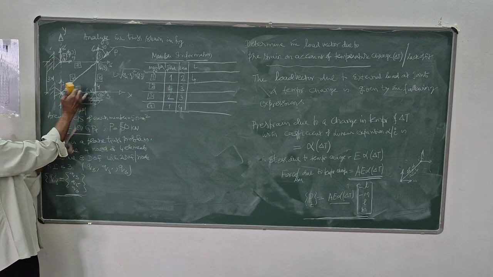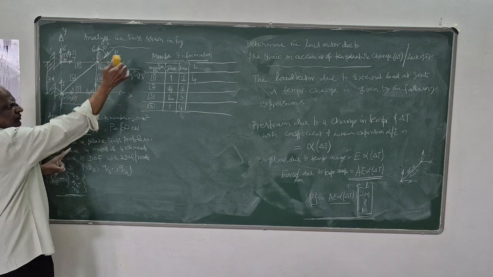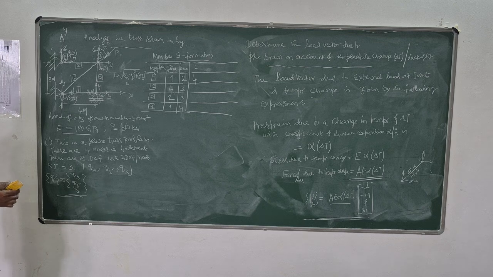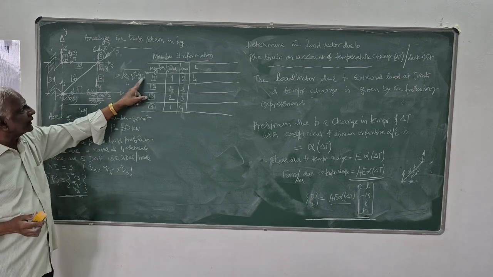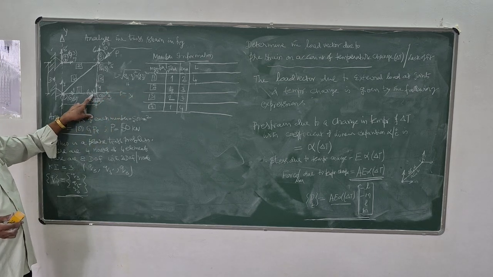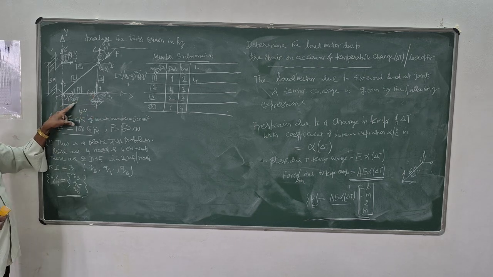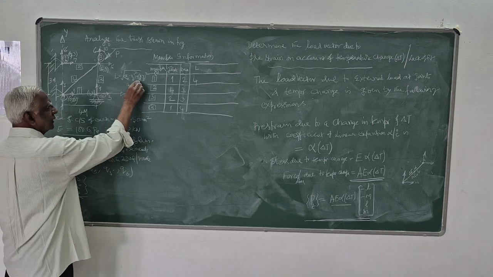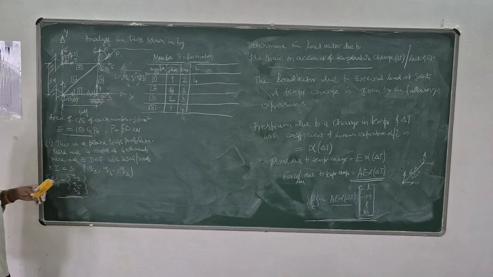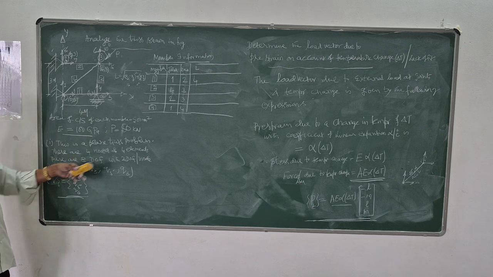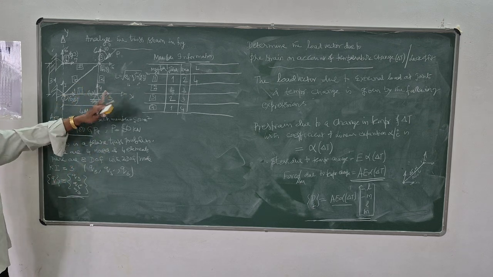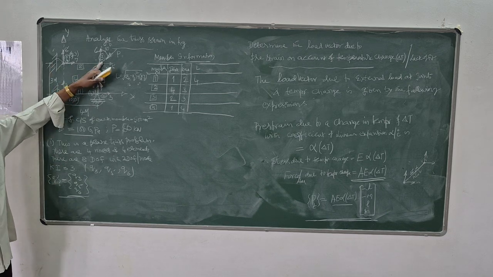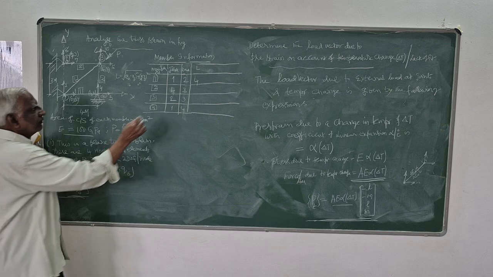x1 is 0. 4 minus 0 whole square, that is 16. Similarly, yk minus yj is 0, yj is 0, 0 minus 0 whole square is 0. So 16 plus 0, that square root is 4.